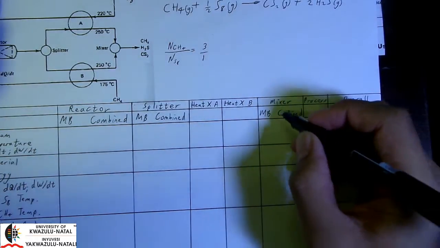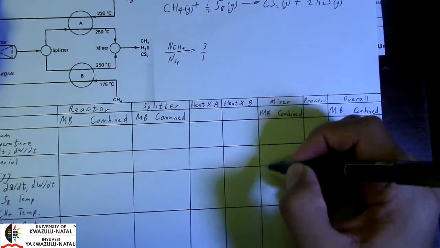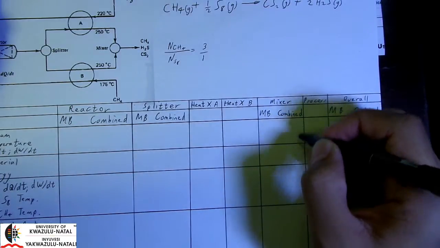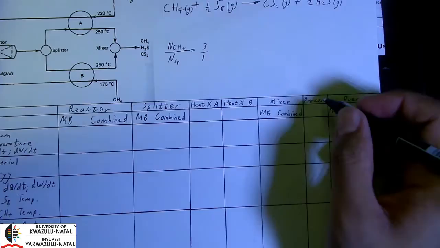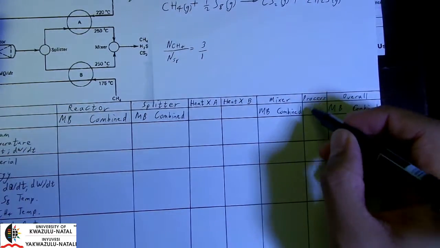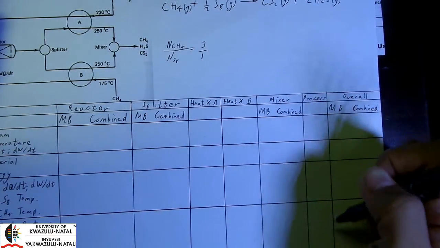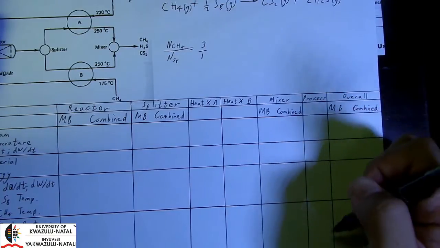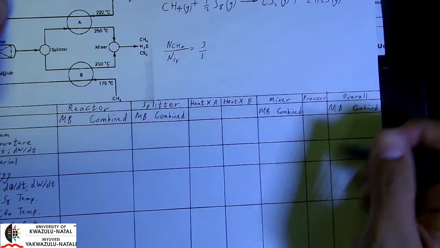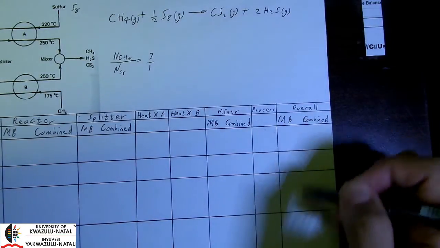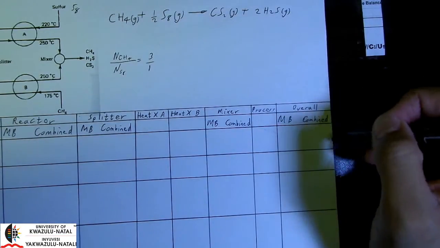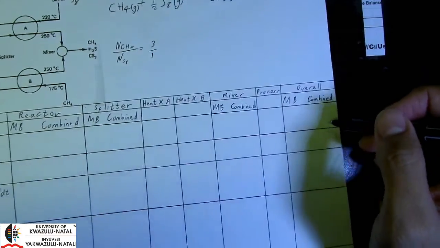The mixer is as normal as well, so we have our material balance and we can do a degree of freedom for the combined mass and energy balance. Okay, and thereafter we can combine all of this in one process balance, one process degree of freedom calculation. The overall can also be expressed in terms of material balancing only or combined balancing.